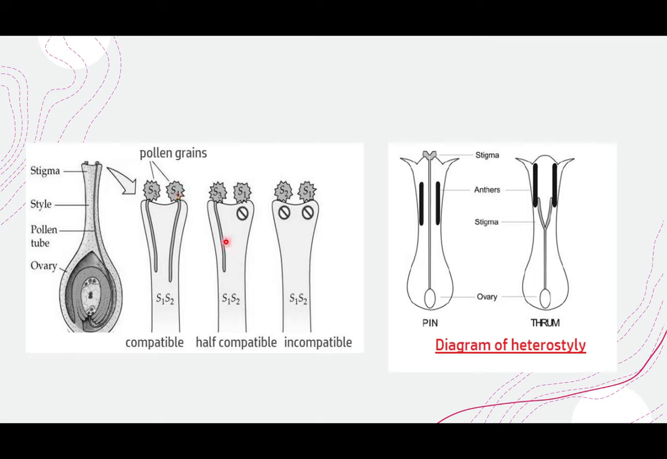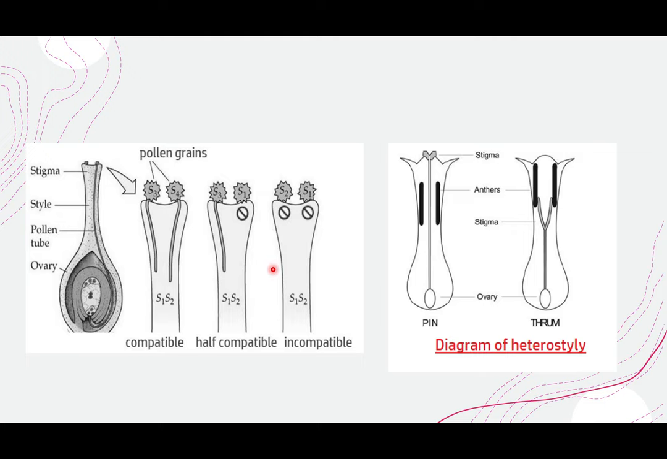So this is what we're talking about when we're talking about the stigma. And for the heterostyly over here, we're looking at the fact that the stigma can be longer than the filaments of the anthers, or the anthers can be longer than the filaments. So this is heterostyly. Usually, plants with heterostyly have different variations of this incompatibility or compatibility. But this here is generally how we ensure that a plant can either self-pollinate or can't self-pollinate.